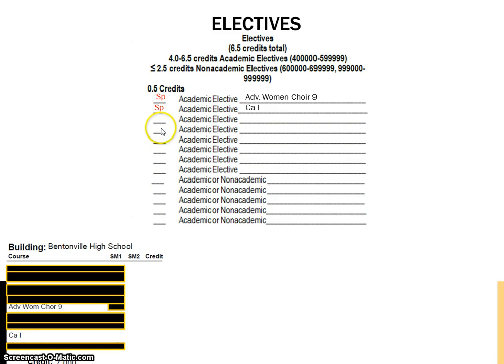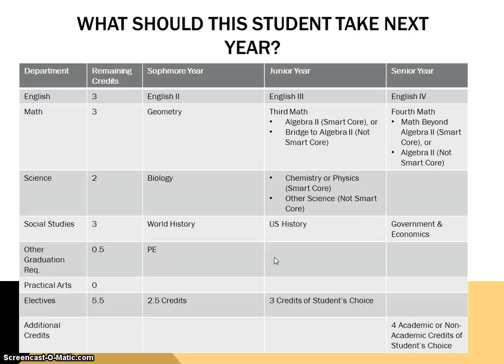Notice there are many other elective credits needed by this student prior to graduation. Each class or blank is a half credit, and there are 1, 2, 3, 4, 5, 6, 7, 8, 9, 10, 11 remaining semester credits needed, or 5.5 credits of academic or non-academic electives. So this is what's remaining on the student's checklist to take in future years.